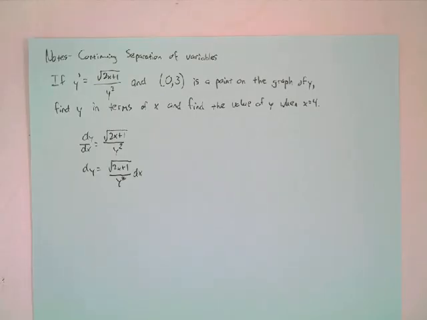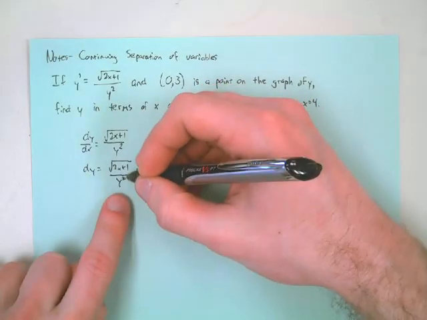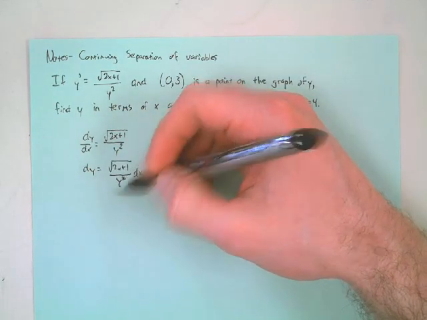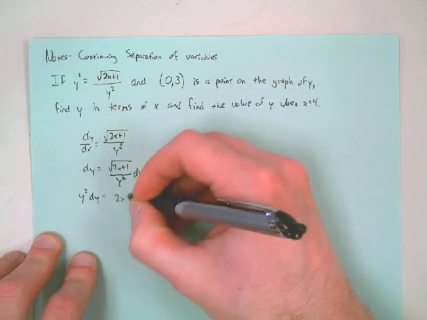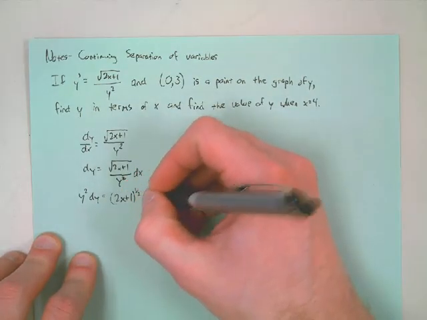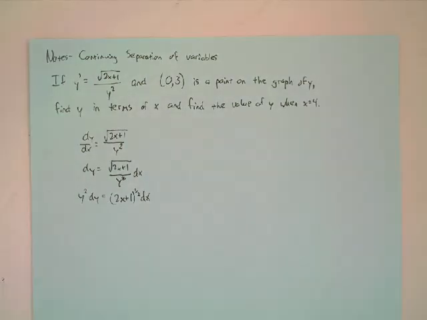So this is really what I want us to get used to. We have a dy on this side, we have a dx on this side, so I've got to move my y squared over here. So multiply the y squared over, so we get y squared dy equals, and I'll also rewrite that square root of 2x plus 1 as 2x plus 1 to the 1/2 dx. At this point, now we have all of our y's and dy's on the left-hand side, and our x's and dx's on the right-hand side there.